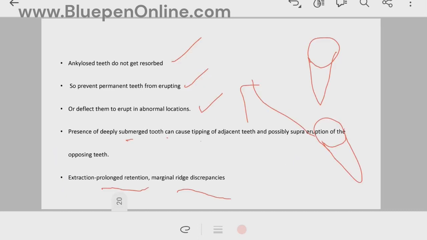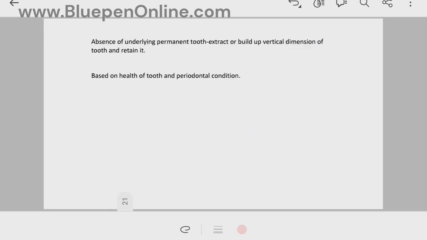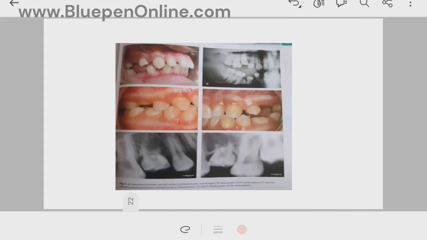Again, absence of underlying permanent tooth, extract, based on the health of the tooth, as I have told you. Same thing I just told you. You can see the ankylosed one here. Primary second molar and infraocclusion.